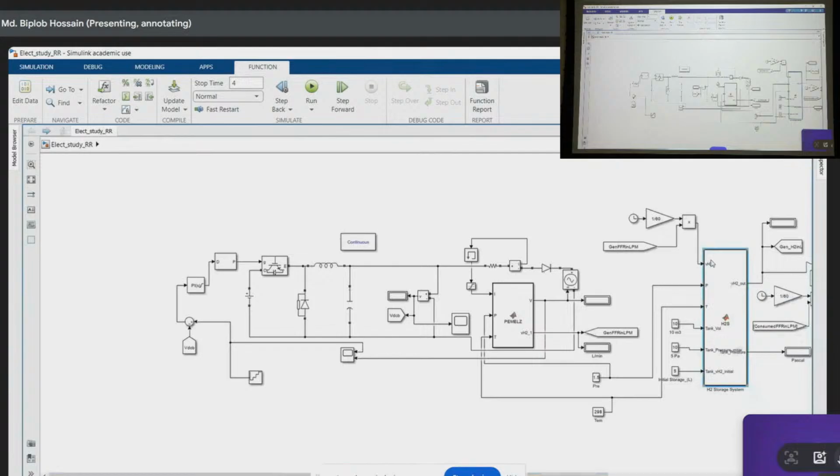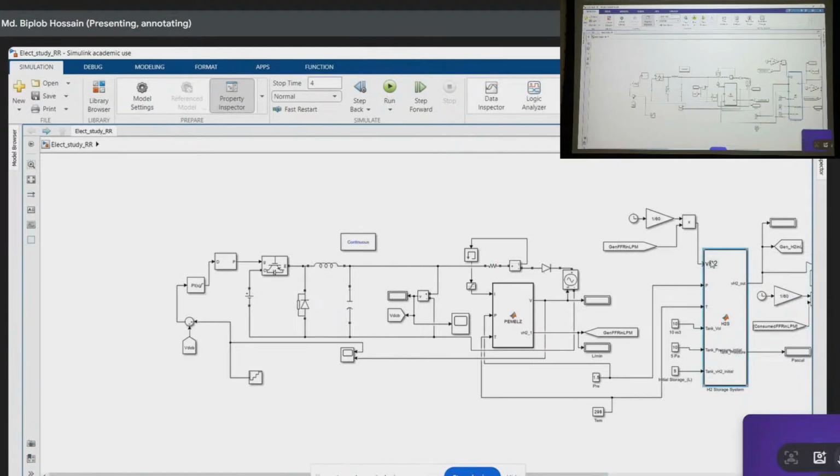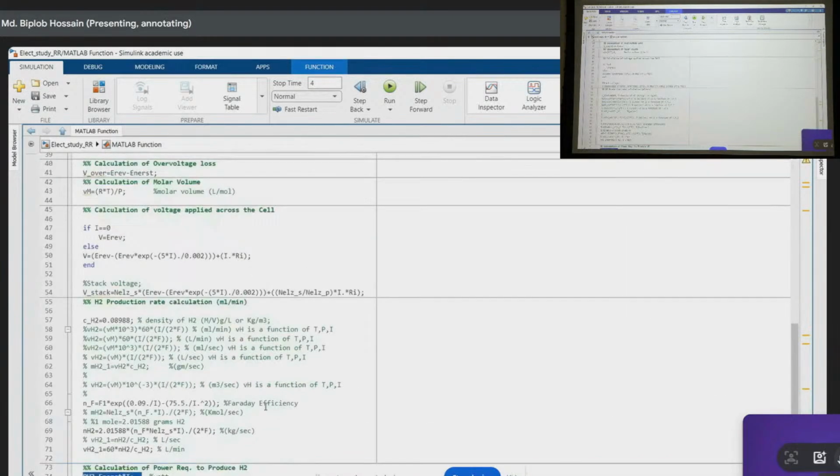So any model, you can either use blocks or you can use scripting inside this MATLAB function block. This is the MATLAB function block. That's the one I was talking about, that you can use any MATLAB function to write down your own equation coding here. And it definitely reduces the number of blocks as well. You see many things we can do inside a single block.